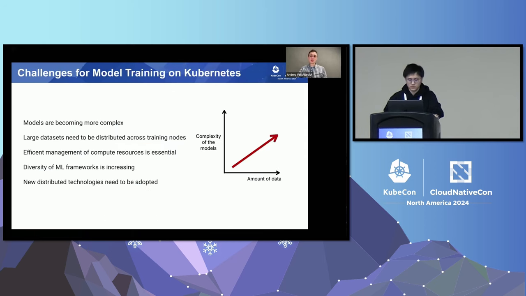Also, there are many challenges which are associated with model training. For example, right now we live in the world of generative AI. Models become very complex. They have billions of parameters. Data sets are also very huge. So we need to find a way how we can distribute them across multiple GPU devices. Also, we need to make sure we efficiently manage the compute resources, like GPUs and TPUs. Also, we need to provide an API for all this diverse ML infrastructure and all these new distributed strategies like FSDP, data and model parallelism.